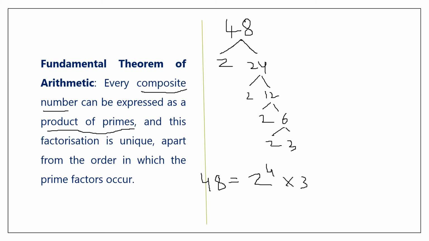4 2's are there and 1 3 is there. Therefore 2 power 4 into 3 power 1. Therefore 48 can be expressed as a product of primes.